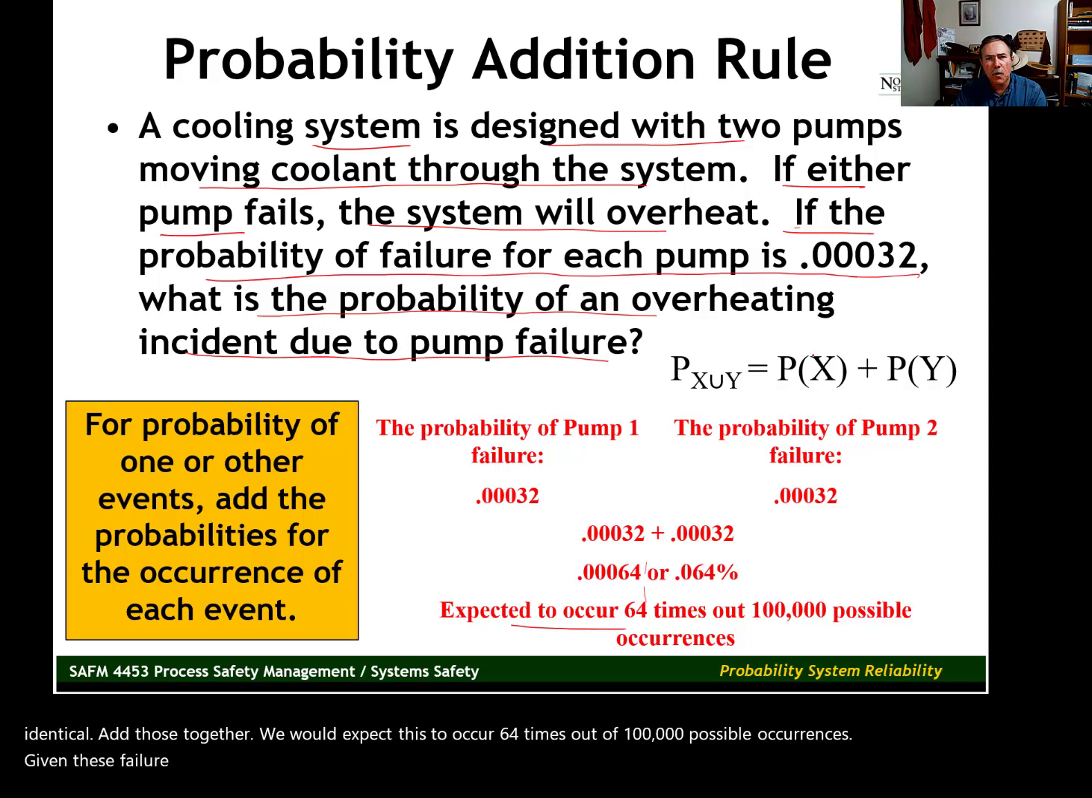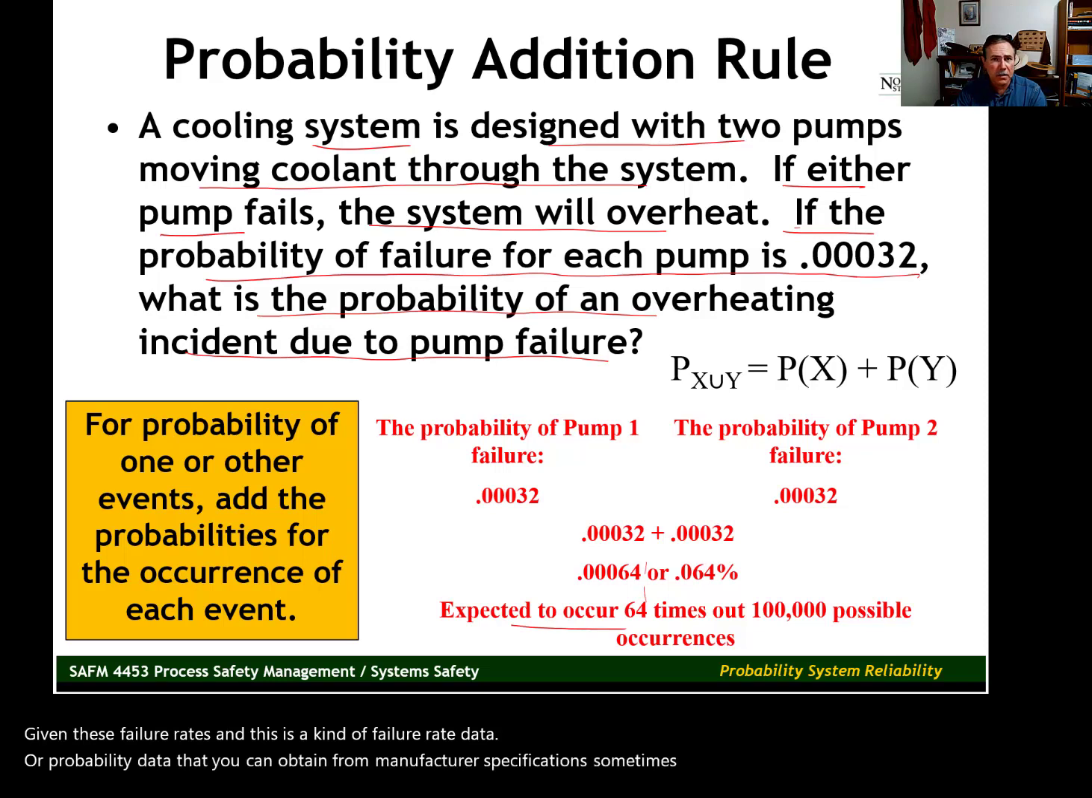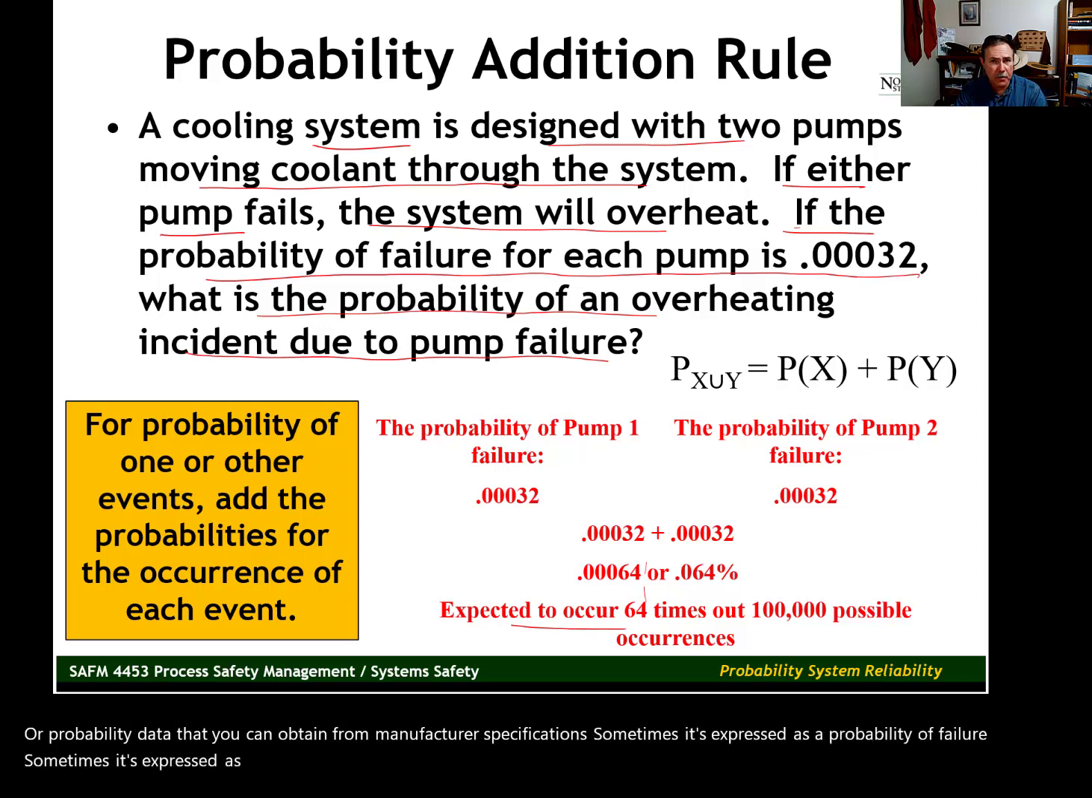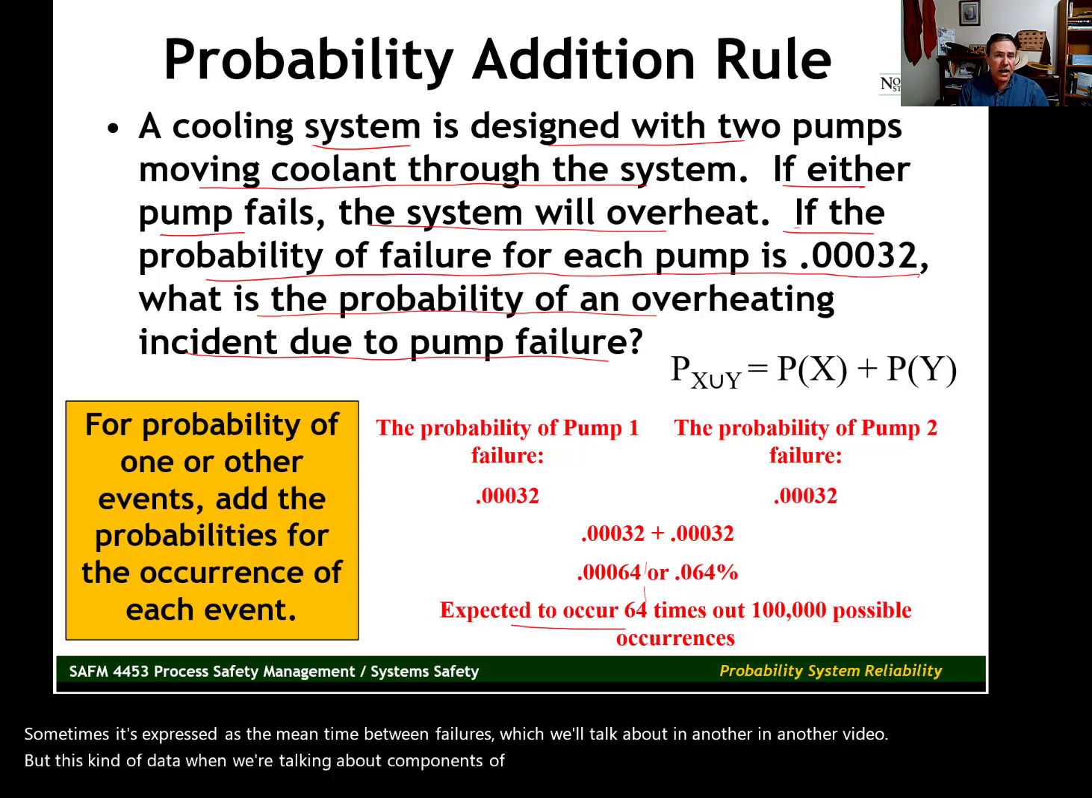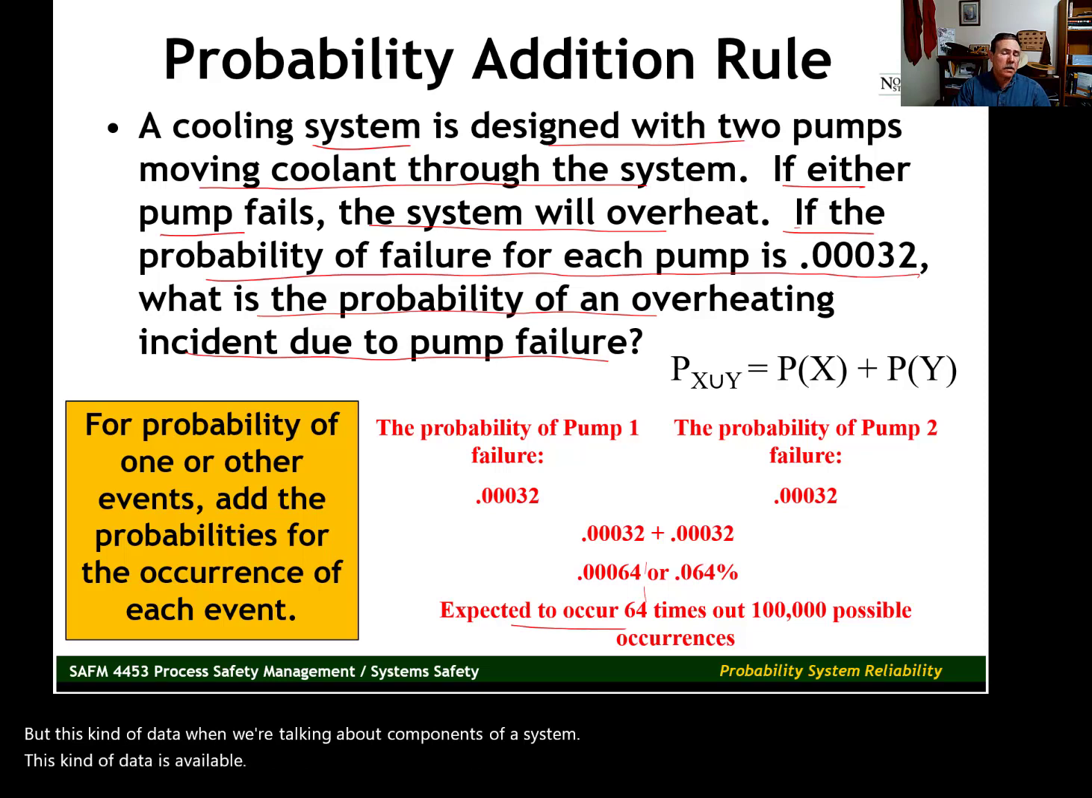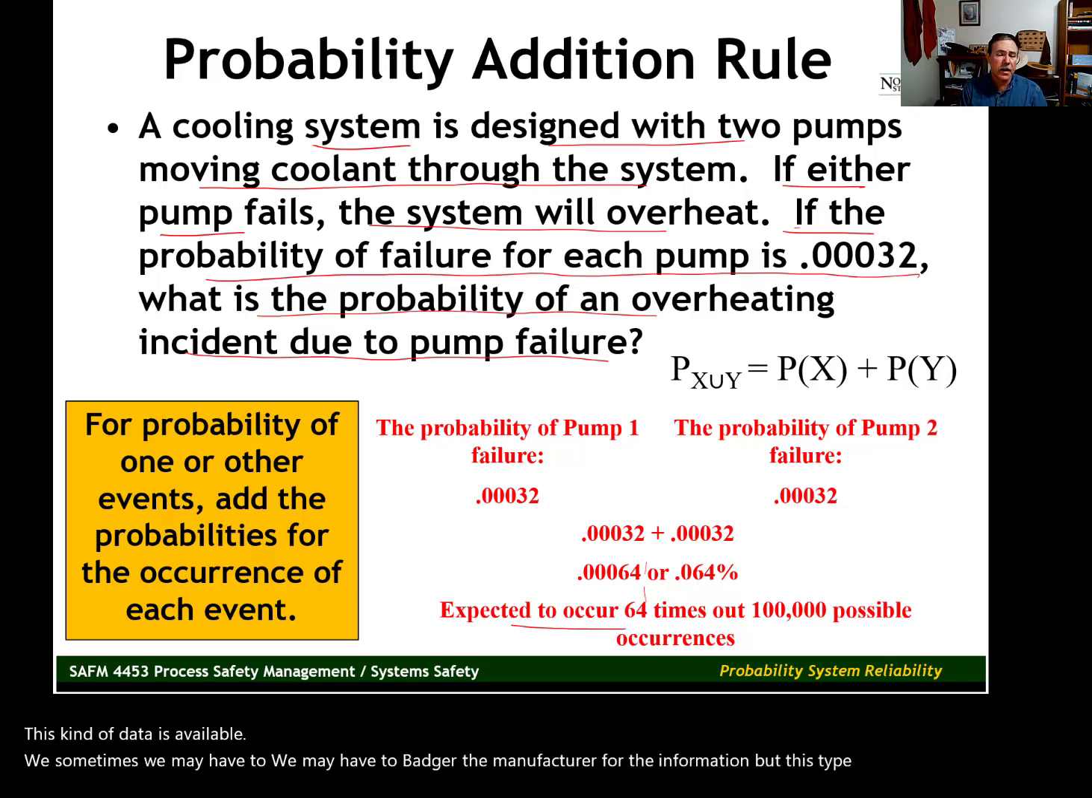And this is the kind of failure rate data or probability data that you can obtain from manufacturer specifications. Sometimes it's expressed as a probability of failure. Sometimes it's expressed as the mean time between failures, which we'll talk about in another video. But this kind of data, when we're talking about components of a system, is available. Sometimes we may have to badger the manufacturer for the information, but this type of data is available.